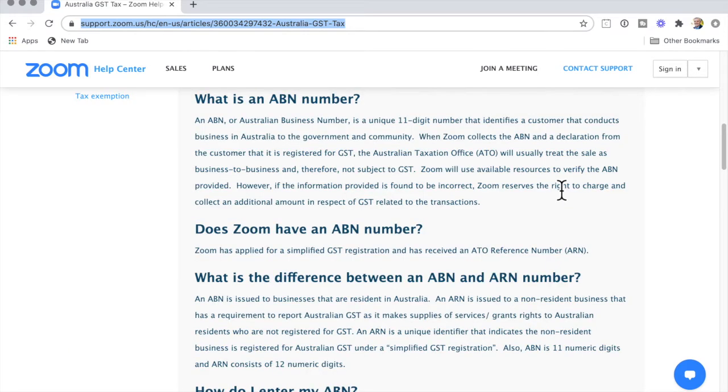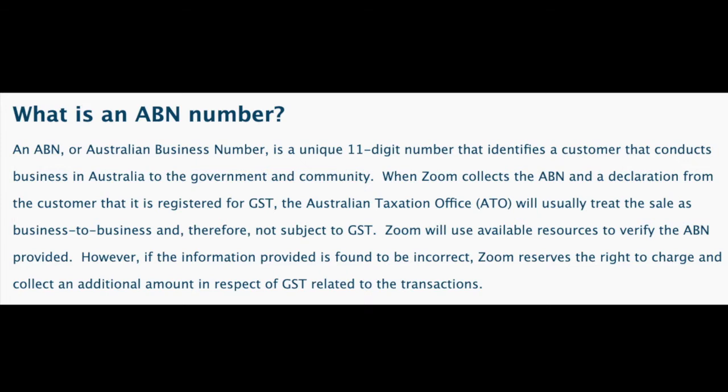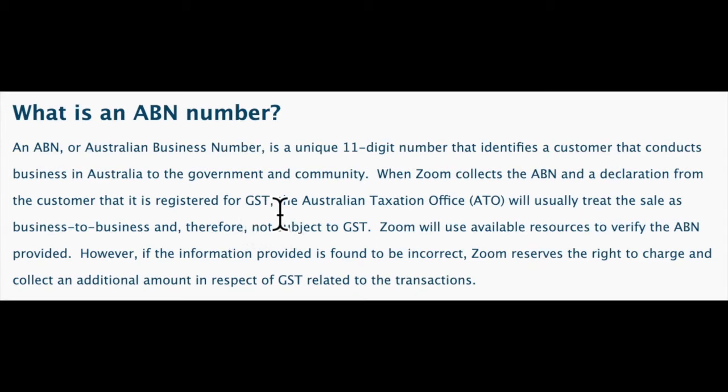Now, if you've got an ABN, an Australian business number, and you tell Zoom that you are registered for GST, the Zoom page says that when Zoom collects the ABN and your declaration that you're registered for GST, the ATO will usually treat this as B2B, business to business, and therefore not subject to GST.